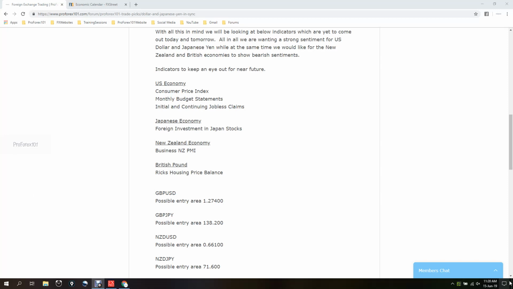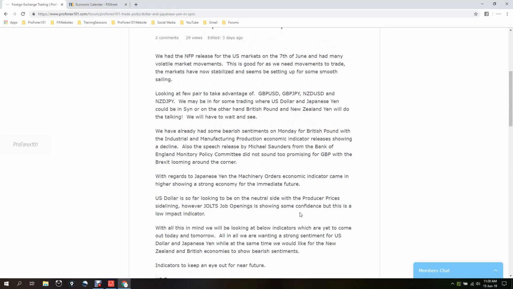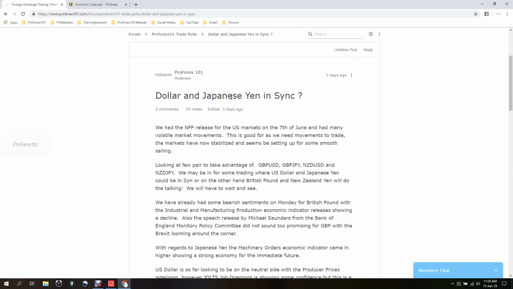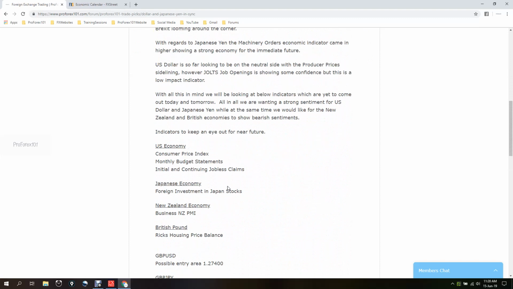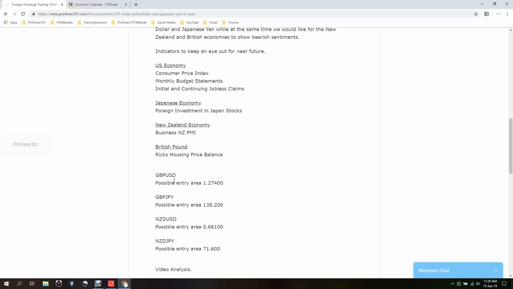So guys, today is the 15th of June. It's a Saturday, it's a weekend. I wanted to do the post-trade analysis for this dollar and Japanese yen in sync question mark post. We were following four pairs: pound dollar, pound yen, New Zealand dollar, and New Zealand yen for a sell.